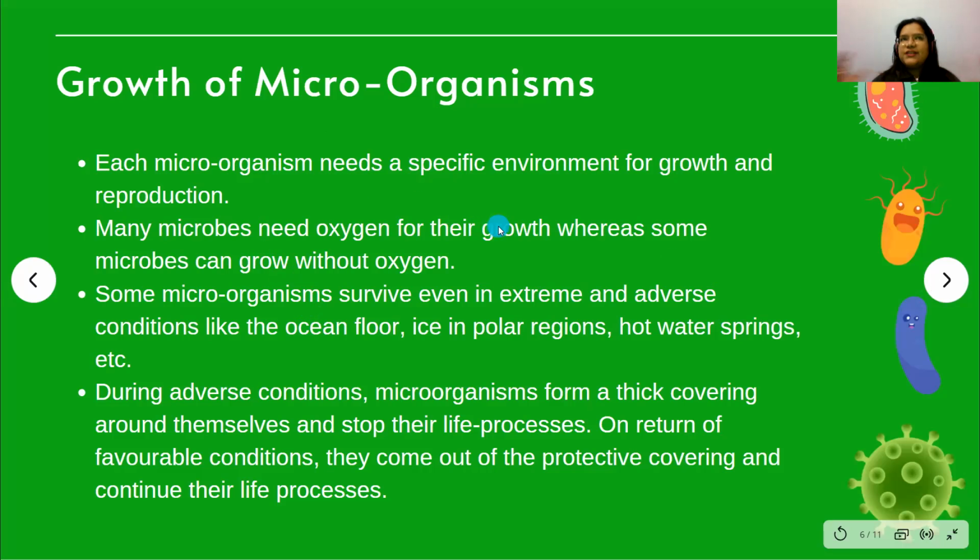Right? So how do these microorganisms grow and where do they grow exactly? If we think of these things, we will first understand that they need a specific environment for growth and reproduction. Some microorganisms might require oxygen, some do not require oxygen. So there are different microorganisms, and some exist in different forms. Some microorganisms survive even in extreme and adverse temperatures like ocean floors, polar regions, hot water springs, even these kinds of areas, right? So how do these organisms survive in these kinds of areas?